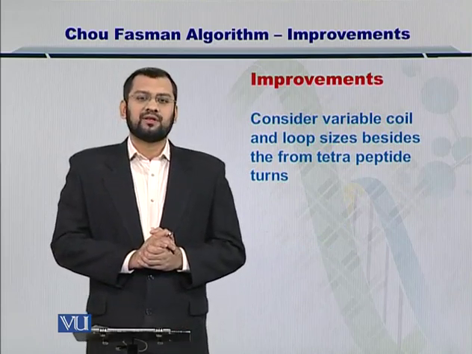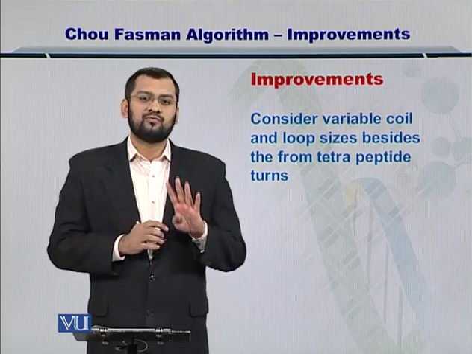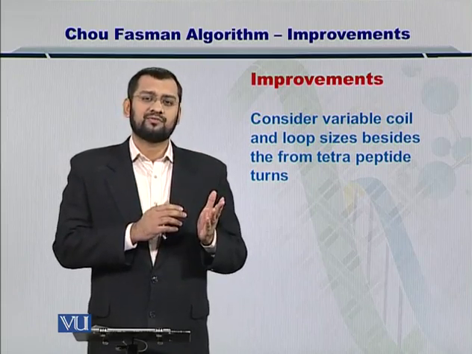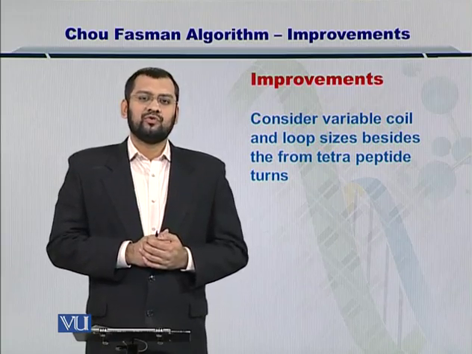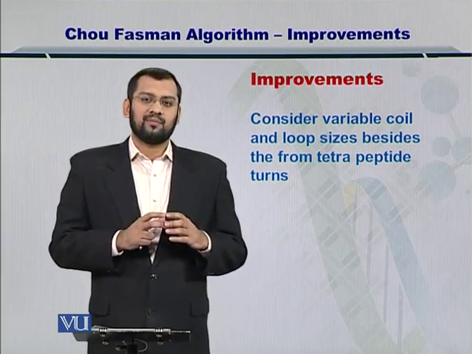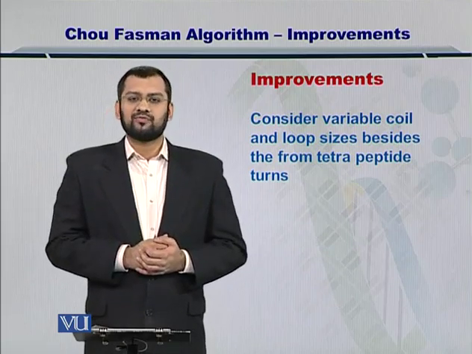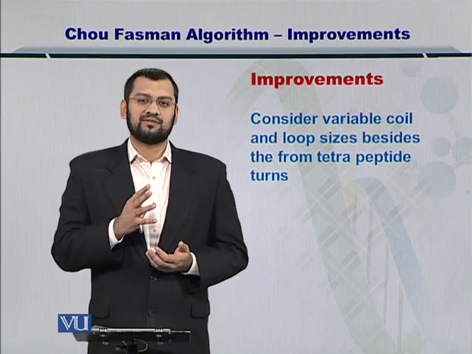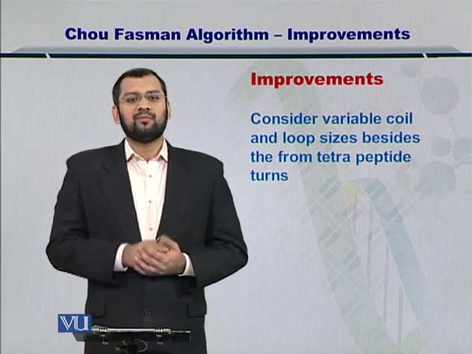Next is the point that for the beta turns and their prediction, we only consider 4 neighbors from a residue in the Chow-Fasman algorithm. That is Fj plus 1, Fj plus 2, Fj plus 3 besides Fj. So using these tetrapeptides, we compute the propensity for forming a beta turn. But as you know, the loops can have a variable size. So if the loops have variable sizes, then we cannot rely on just 4 amino acids, and it may be useful to consider variable size loops to form these structures.